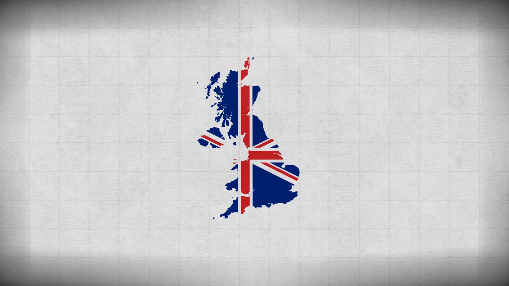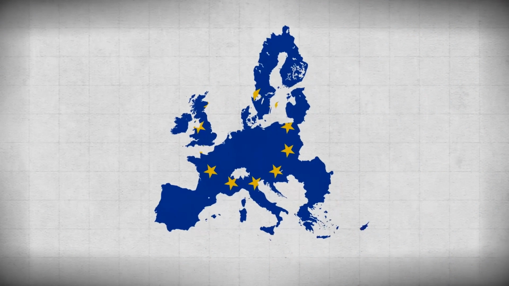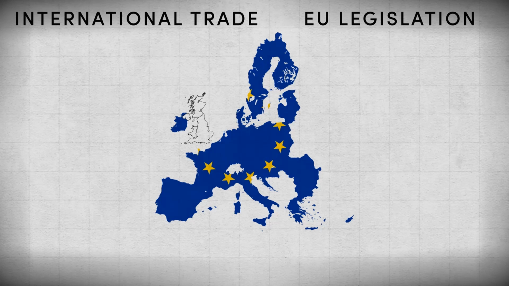On the 23rd of June 2016, the UK held a referendum on its membership of the European Union. By a narrow but decisive margin, the UK voted to leave the EU, but members of Parliament have strong disagreements over what the UK's relationship with the EU should be. Central issues here are international trade and the fate of European legislation.